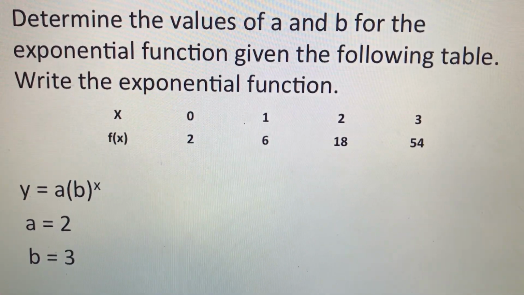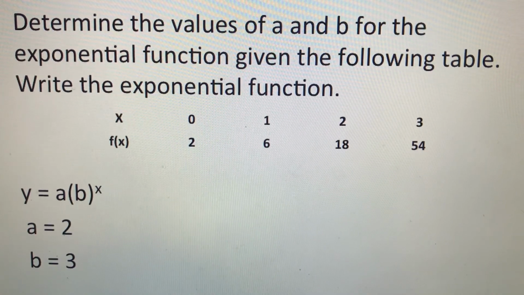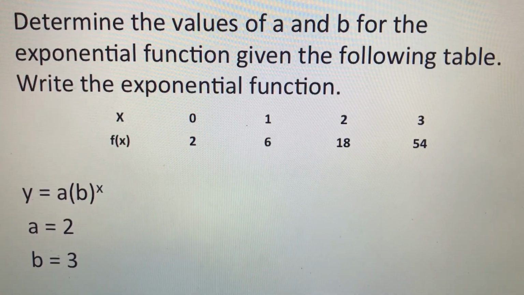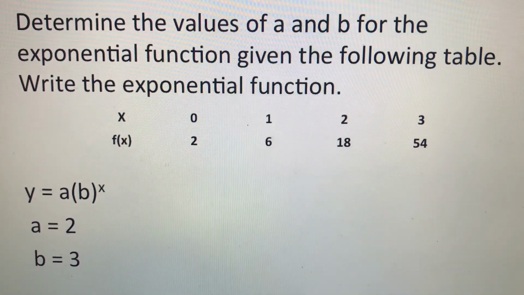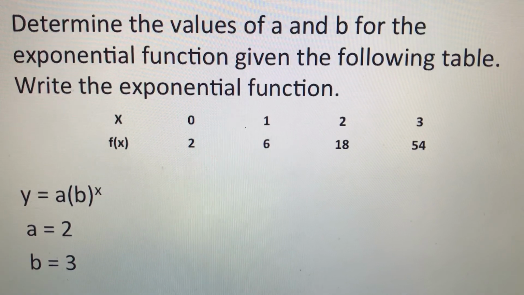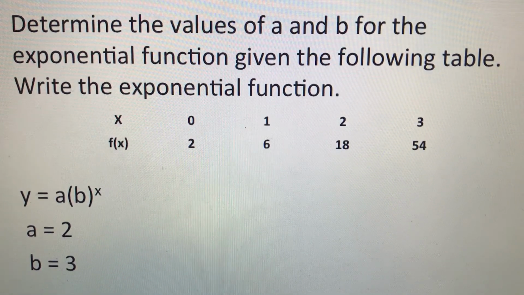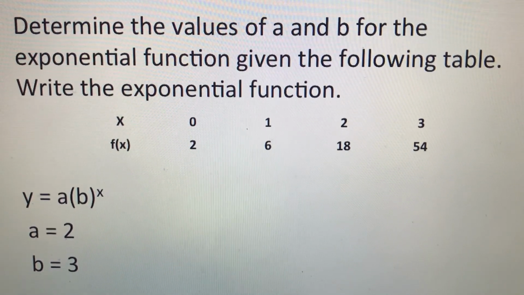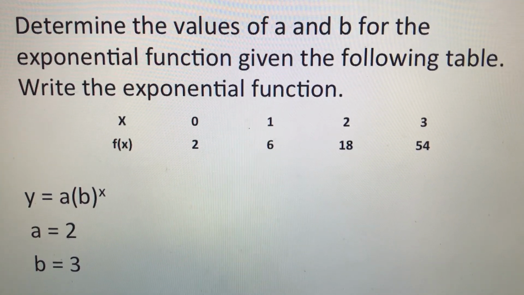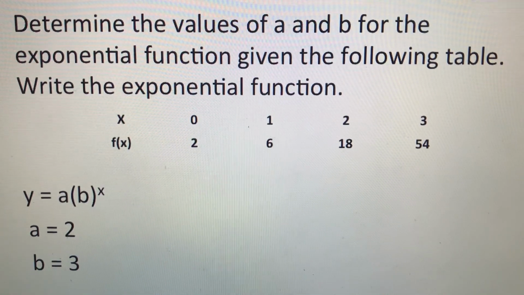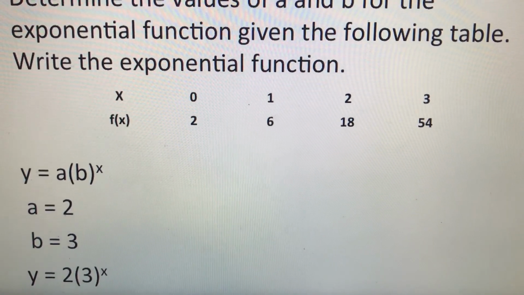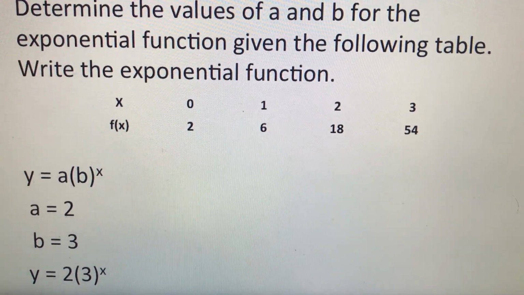But what if the numbers were larger and you didn't know what multiplied to them? Well, what you can always do is take the last term and divide it by the term before. In this case, you would take 54 divided by 18, which would give you 3. 18 divided by 6 also gives you 3, and the same with 6 divided by 2. You now have your a value, which is 2, and your b value, which is 3. You can plug these into the equation to get y equals 2 times 3 to the power of x as your answer.